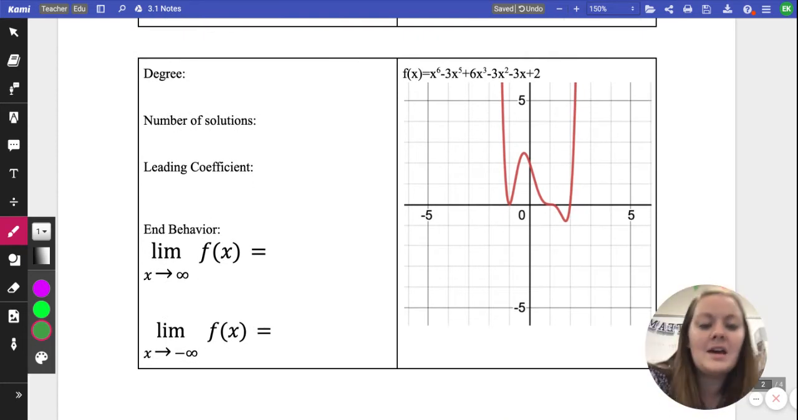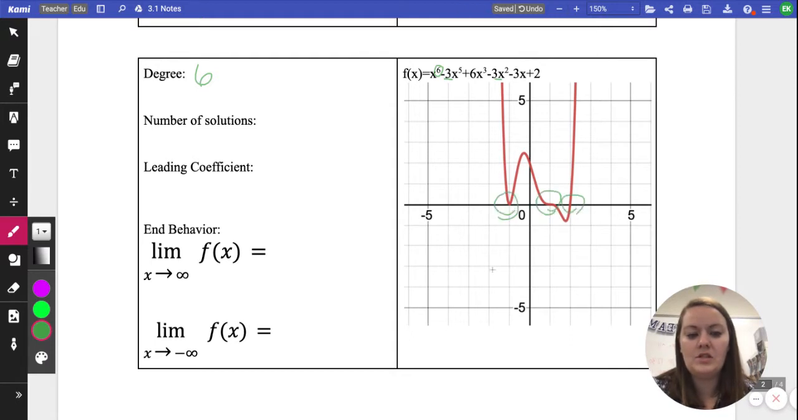So we have this graph, x to the 6th minus 3x to the 5th plus 6x cubed minus 3x squared minus 3x plus 2. So let's talk about these solutions. Let's talk about the degree. The degree here is 6 because 6 is the highest power. So it doesn't matter that we have this 3 or that 6. It's 6 because of the highest power, degree 6. How many solutions do we have? We have 1, 2, 3 solutions.